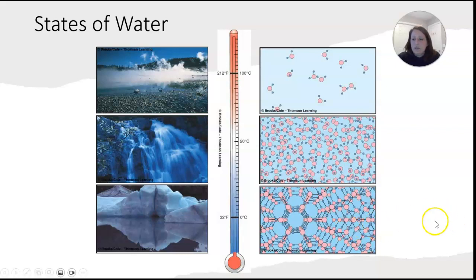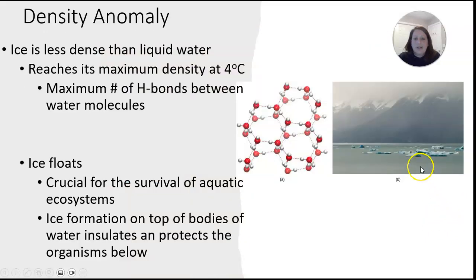Okay, this is really important. Okay, so here it is again, showing the individual water molecules and how they are hydrogen bonded to the maximum amount. This creates a density anomaly. Usually when you think of a solid, you think of solids as being more dense than a liquid. In this case, ice, okay, solid water, is less dense than liquid water.